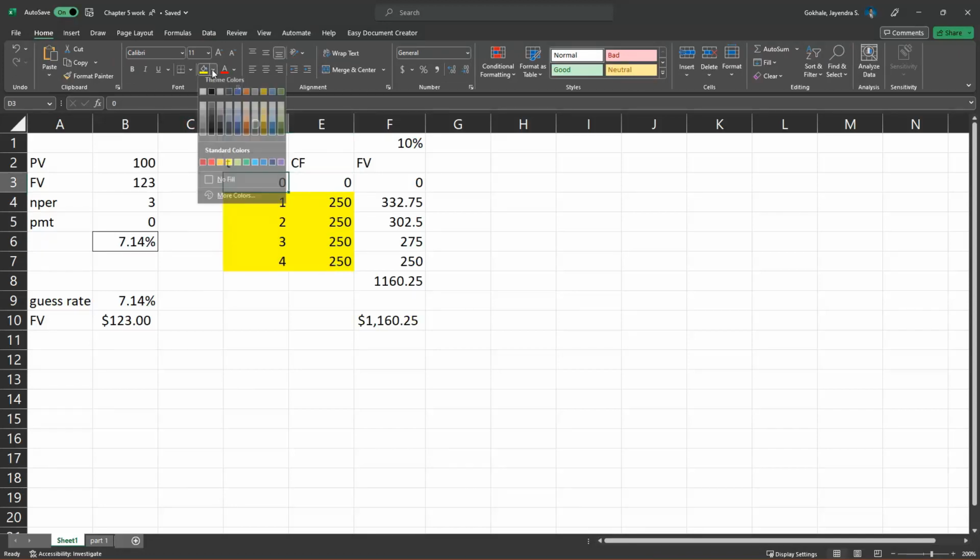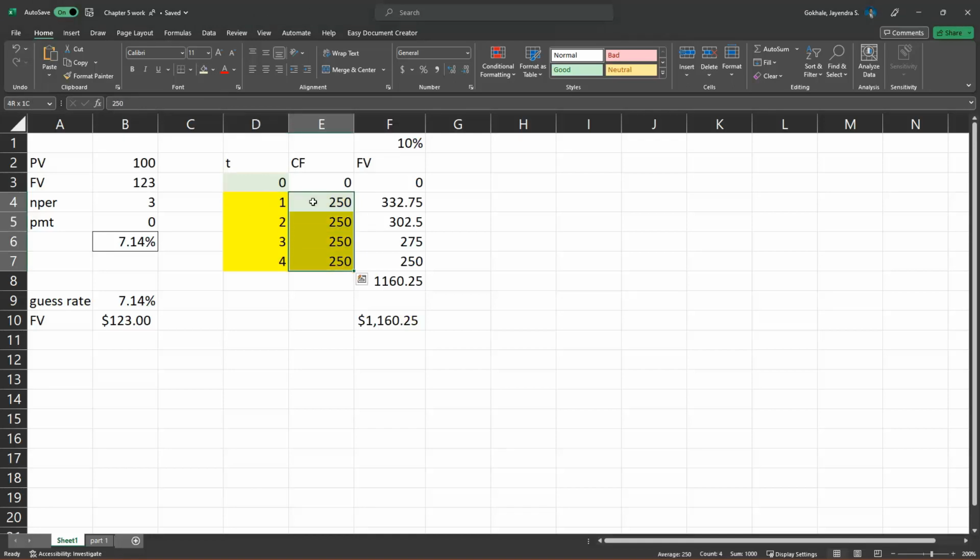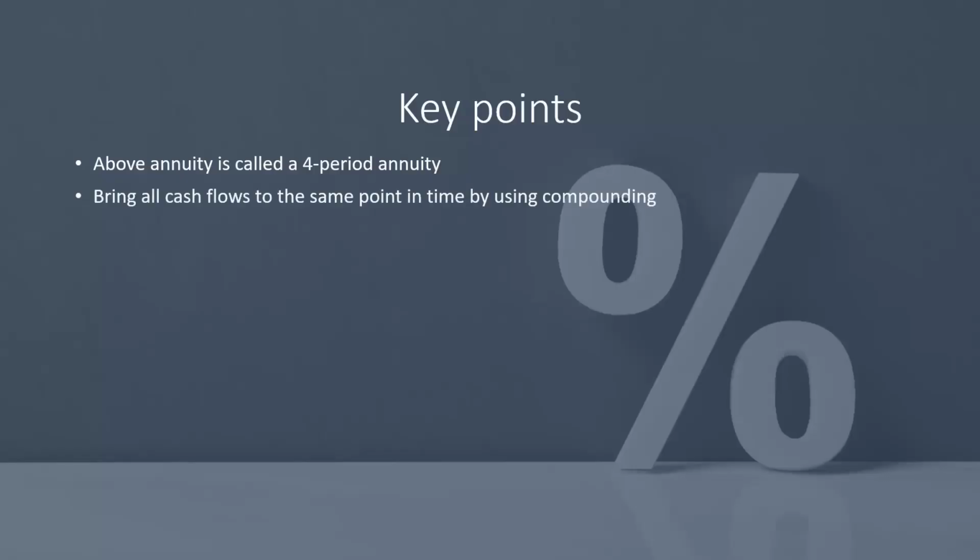So I'm going to make it green color. Annuity starts at 0, but the cash flow does not start at 0. The cash flow starts at 1. Since it's a 4-period annuity, it has 4 cash flows. So 4 cash flows each, cash flow of $250. Moving on. Bring all the cash flows to the same point in time by using compounding.